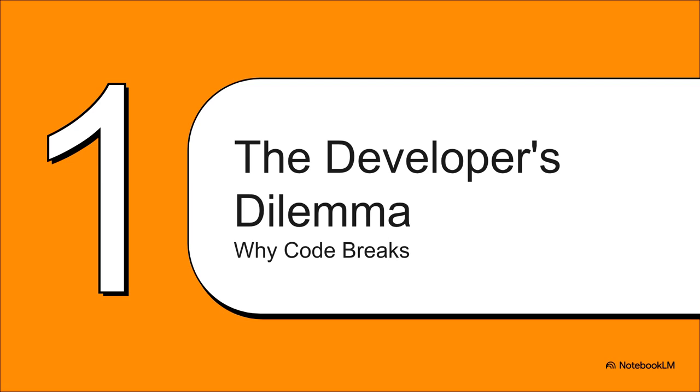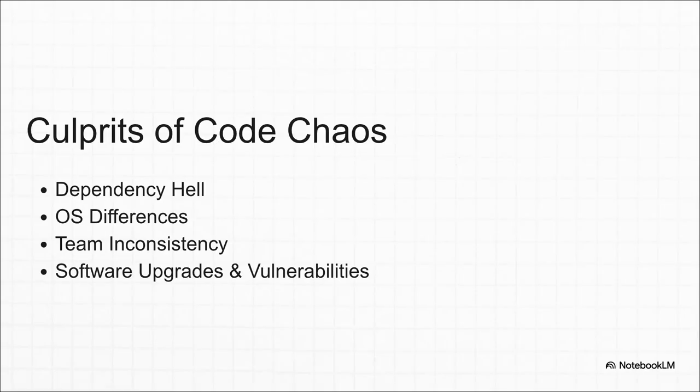Before tools like Docker came along, just getting an application to run consistently across different computers was a huge headache. Let's pull back the curtain and meet the usual suspects. These problems all pile on top of each other. You've got dependency hell, where my version of a software library clashes with your version. Then there are the obvious OS differences. Code that works great on a Mac might just totally break on Windows. And of course, you have team inconsistency, where every single person's computer is set up just a little bit differently. Throw in a random software upgrade and boom, everything's broken. It was a complete recipe for chaos.